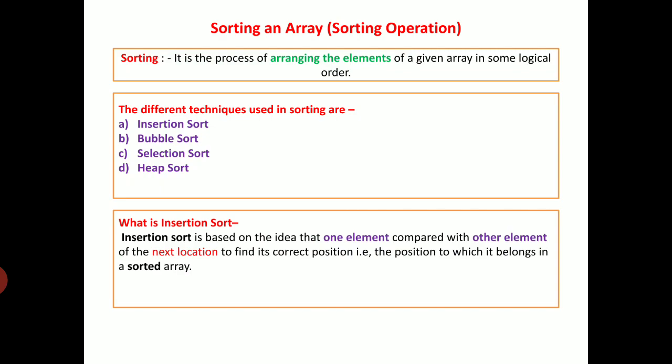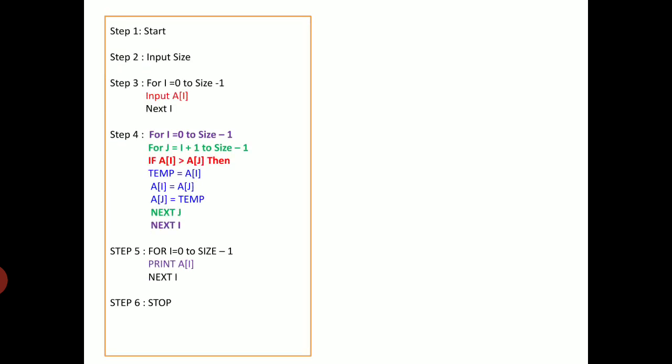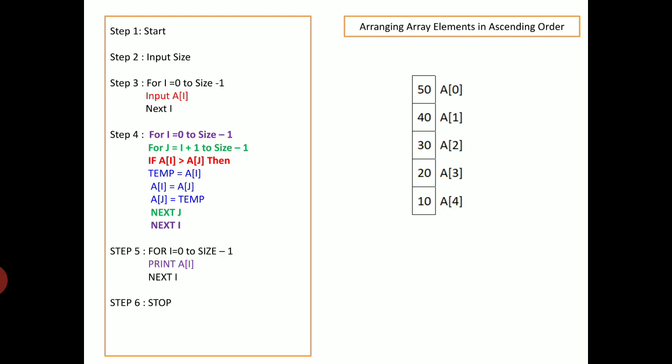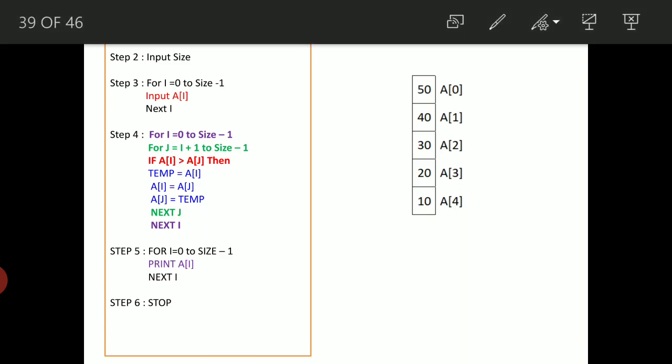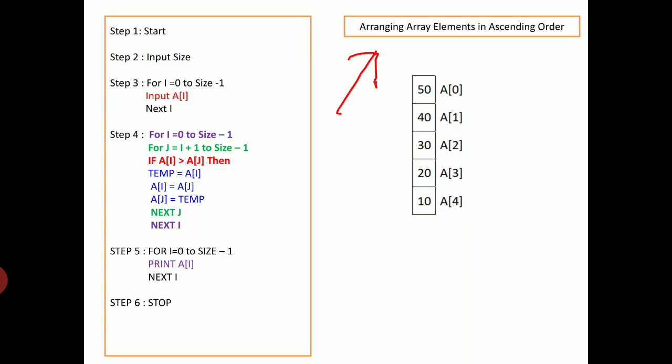We will see its algorithm, we will try to understand what actually this sorting is and how it works. We will see the algorithm on the screen. See here, step 1, start. Input size. We are going to imagine size here as 5. You can see an array here, and first concentrate on what we are trying to do. We are trying to arrange the elements in ascending order.